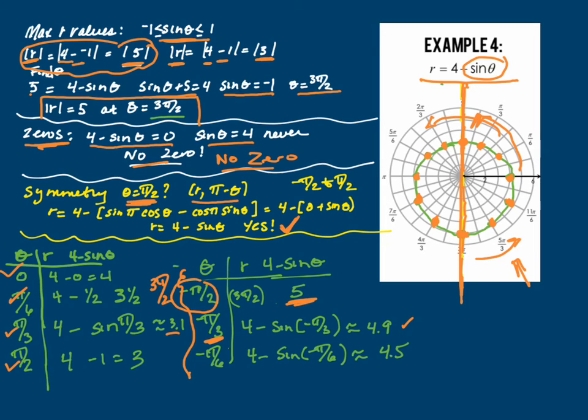So that's the shape, all right? It's a circle right there. So that was example 4. I think there's one more example.